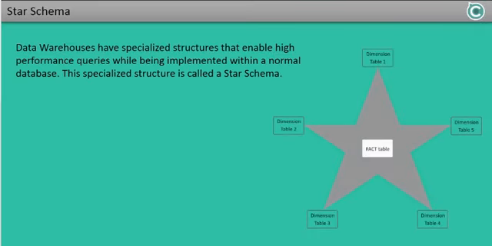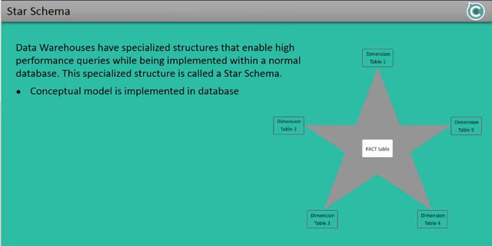Data warehouses have specialized structures that enable high-performance queries while still being implemented within a normal database. This specialized structure is called a star schema. This structure is what defines a unit of query in a data warehouse. The star schema is a conceptual model. That is, there is actually no separate entity or component that provides this structure. It is implemented via standard tables and relationships within the database.